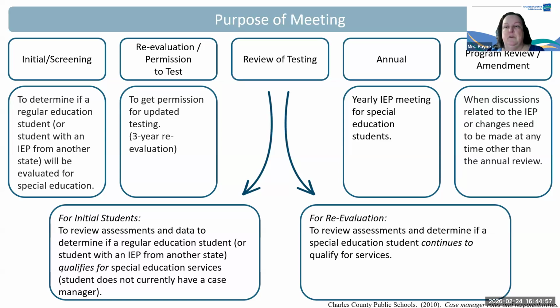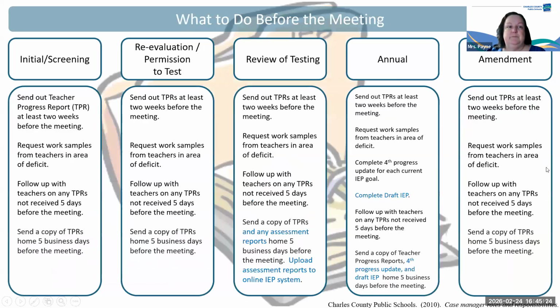For a program review, which is also an amendment to your IEP, is if changes are needed at any other times than the annual review, because the annual review is when we write the new IEP, and so any changes that are outside of that, rewriting the IEP or writing the initial IEP, must have an amendment posted to it.